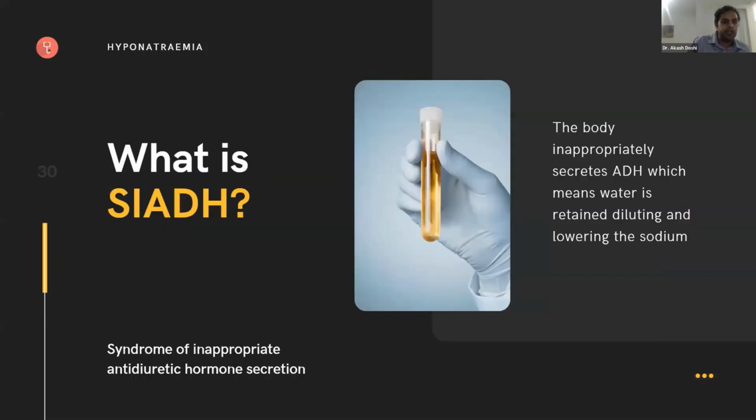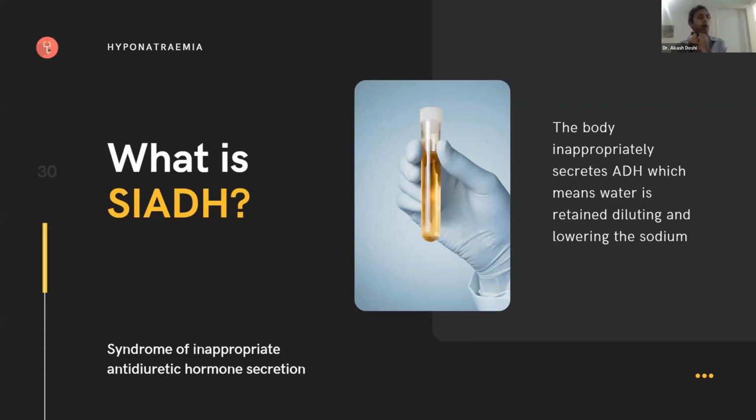So what is SIADH? SIADH is the syndrome of inappropriate antidiuretic hormone secretion. So let me break that down. Antidiuretic hormone is the hormone which basically helps us conserve fluid. So it's the syndrome of inappropriate secretion of this hormone. Essentially, instead of the body releasing all the excess fluid it's got, it holds on to it in the circulating volume. What that means is the sodium gets diluted.